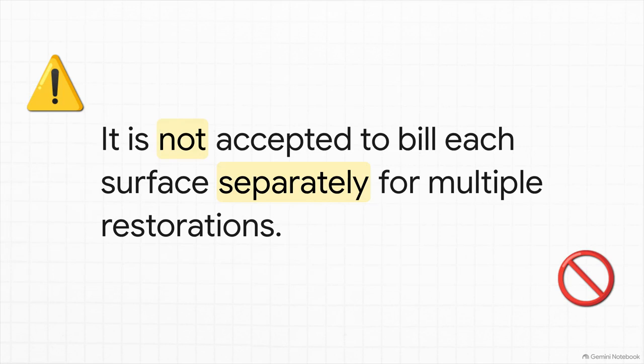Unbundling warning. It is strictly prohibited to bill each surface separately for multiple restorations on the same exact tooth on the same day. So, for example, if a dentist does a mesial filling and an occlusal filling on tooth number 3, you cannot bill two separate one-surface codes. You have to bundle them into a single two-surface MO code. Billing them separately is called unbundling. It's a major violation, and it is a guaranteed way to trigger claim denials and audits. You've got to bundle those surfaces.